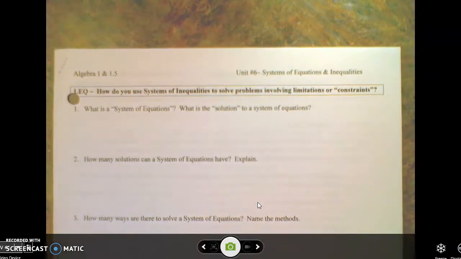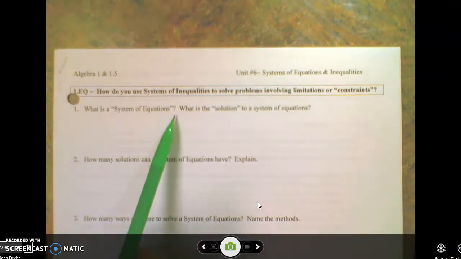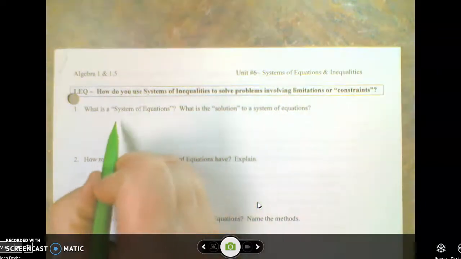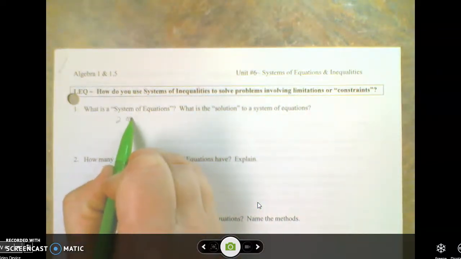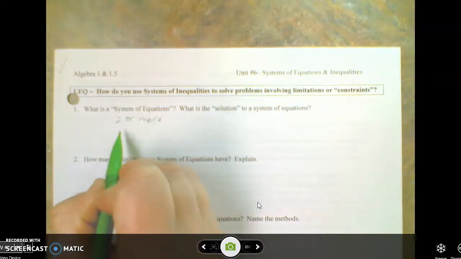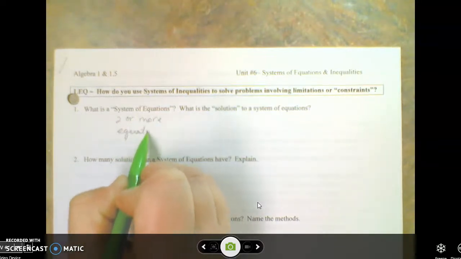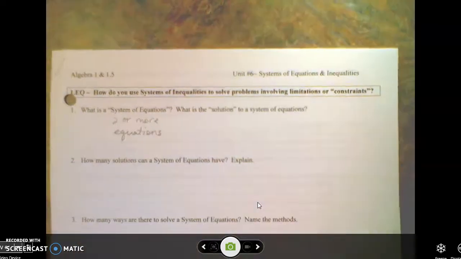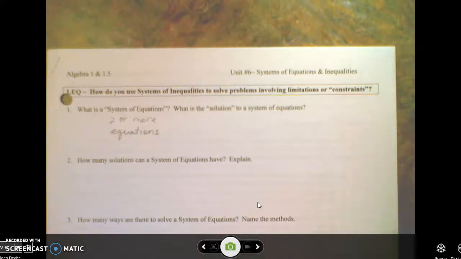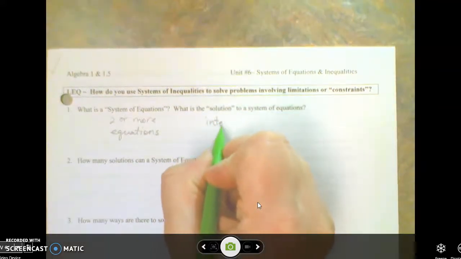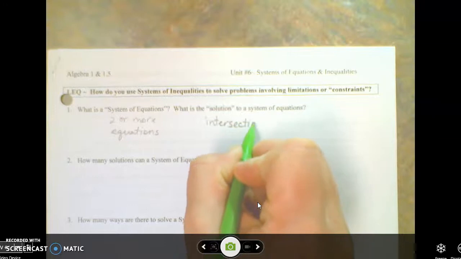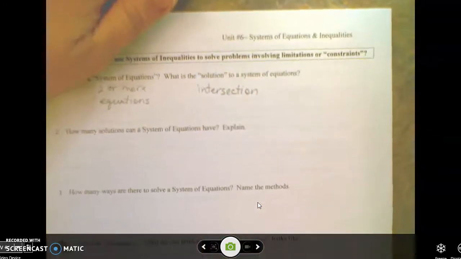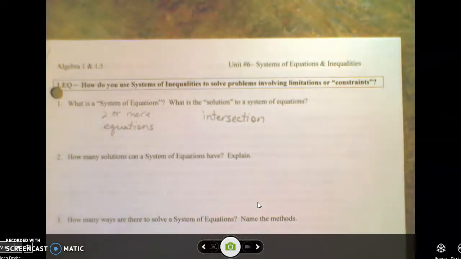First, what is a system of equations and what is a solution to a system of equations? A system is 2 or more equations, and a solution to a system is their intersection point. Again, you can pause this video and compare with your answers.